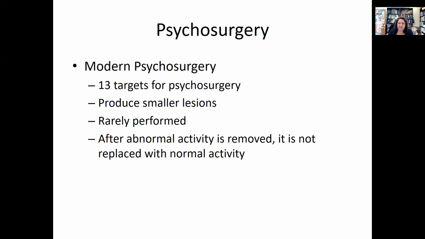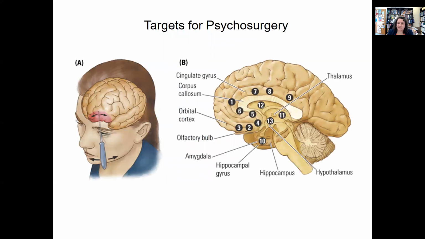After the abnormal activity is removed, it's not replaced with normal activity. So that's another reason why we're hesitant to just do this. So here you see those targets that we will address with psychosurgery, and again, rarely.